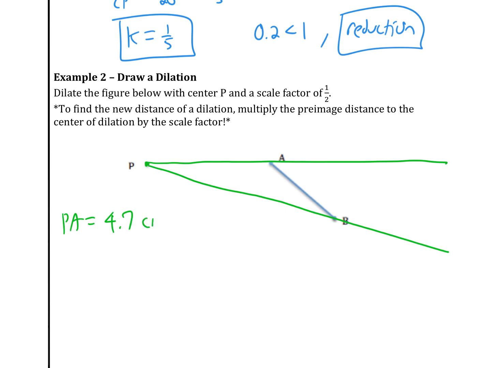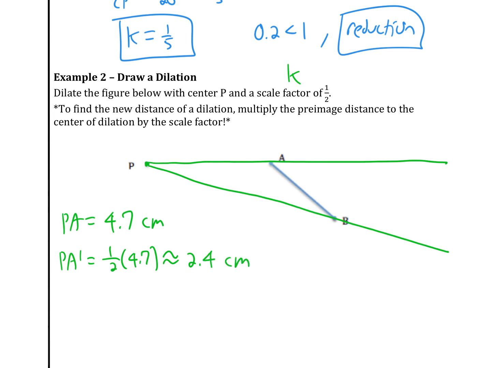I might use centimeters because it's a little bit easier to work with. And we want to multiply that by 1/2. So that's the scale factor, K equals 1/2, right? So PA prime equals 1/2 times 4.7, okay? Which is approximately 2.4 centimeters.